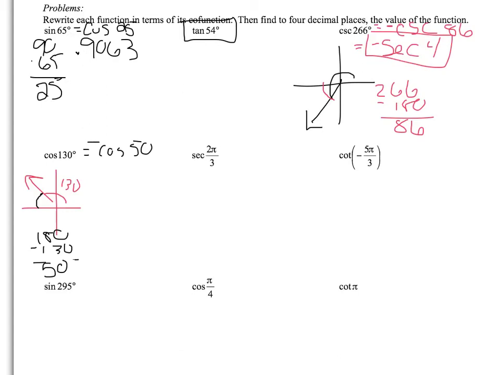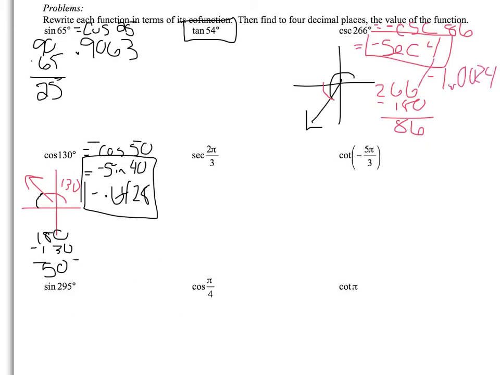Now that I have it in terms of a number less than 90, I can do the cofunction now. The cofunction of cosine is sine, so it's going to be negative sine 40. Type them both in. You will end up seeing that it equals negative 0.6428. So those are my two final answers there. Going back up to the one I did in red before, I had to type it in my calculator still. I forgot to do that. And when I do that, I get negative 1.0024.